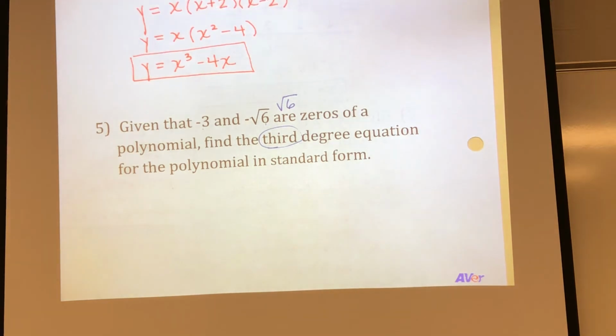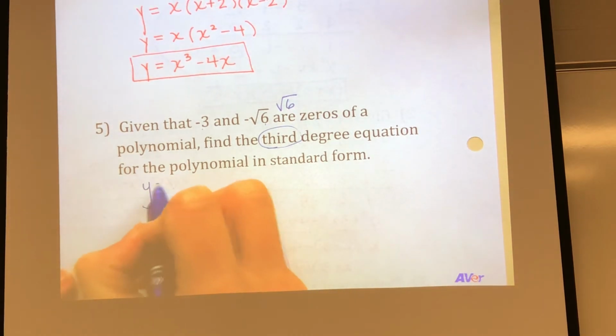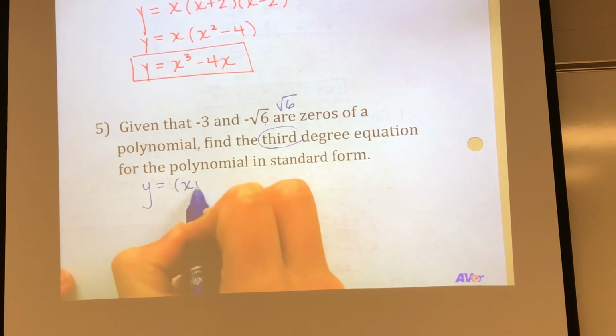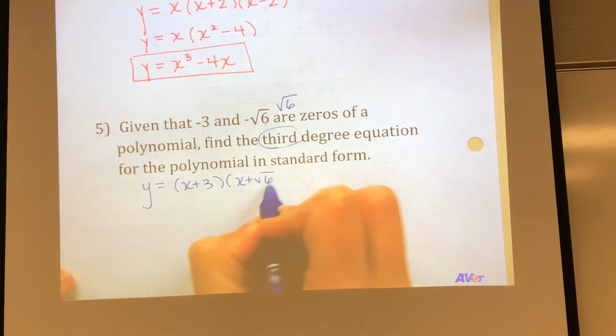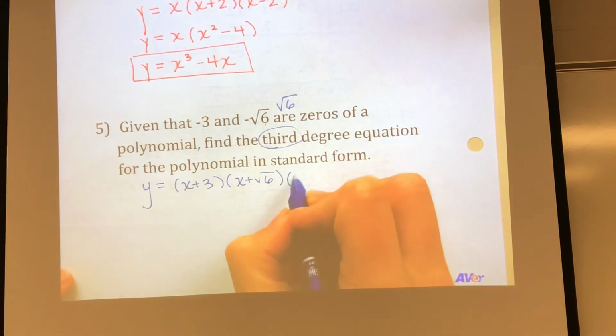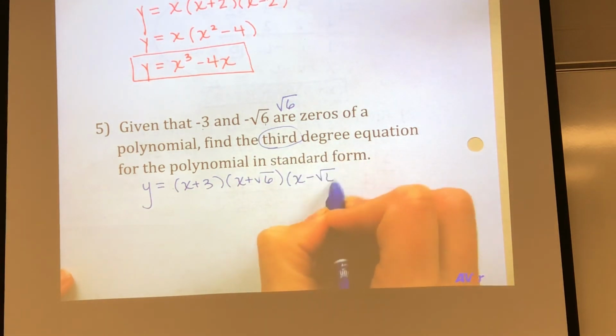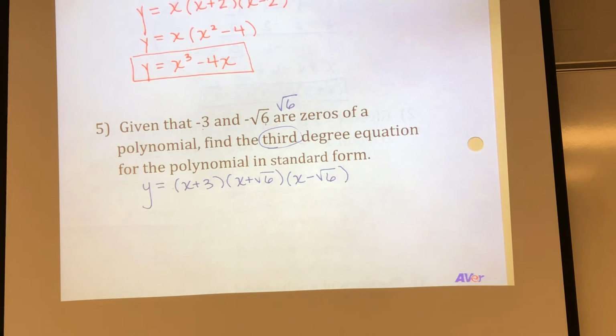So when we put that into the equation, it's going to look a little bit uglier, but it's the same format. X plus 3 for the negative 3, x plus square root of 6 for the negative square root of 6, and x minus square root of 6 for the positive square root of 6. Again, you can multiply those in any order, but I would multiply the second 2 together first. So hit pause and try that. Multiply those second 2, get an answer, and then take that answer times the first one.